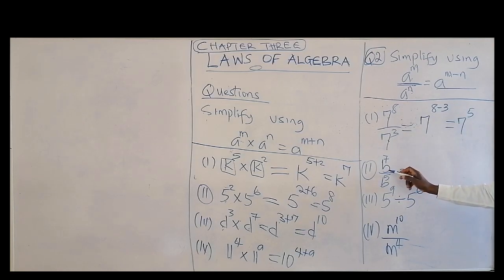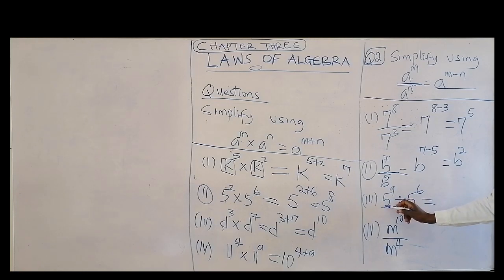The second one, you have b exponent 7 over b exponent 5. You take one of the bases, then the top power minus the bottom power, and that will be what? B to the power 2. Here also, this is division. And don't forget this over and this sign, they are the same thing. Okay? Your bases are the same. You pick one of the bases, then you subtract the power. And that will be what? 5 to the power what? 9 minus 6, that's 5 to the power 3. Okay? And that will be 125.